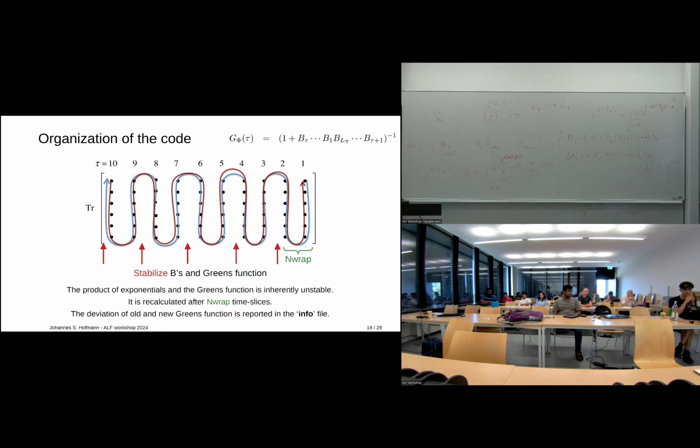I see. And the other question I have is in your derivation, you said you use the SU2 symmetry. And what if I have spin orbit coupling so that the model no longer has this symmetry?